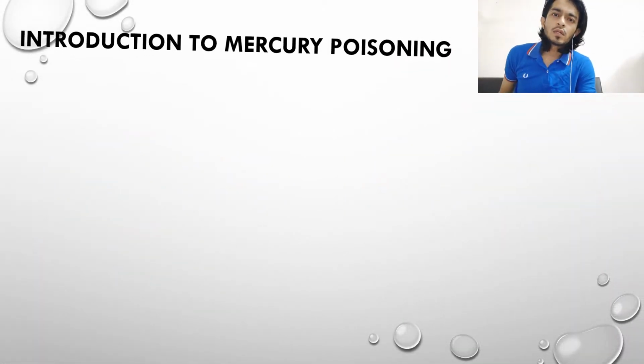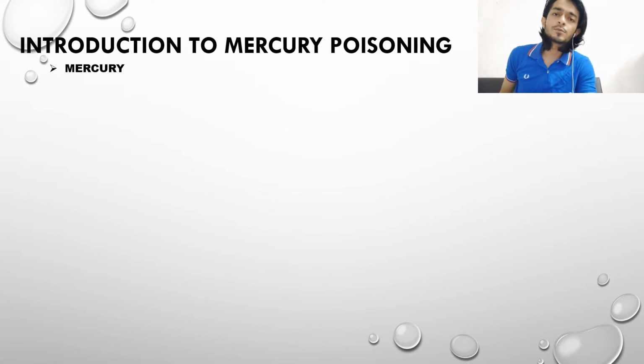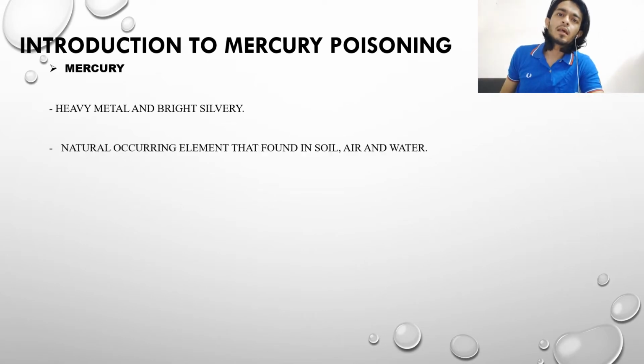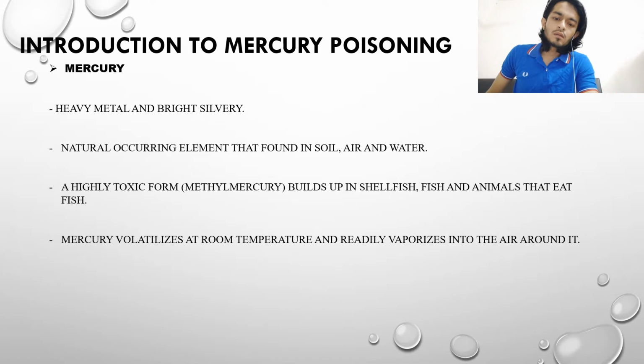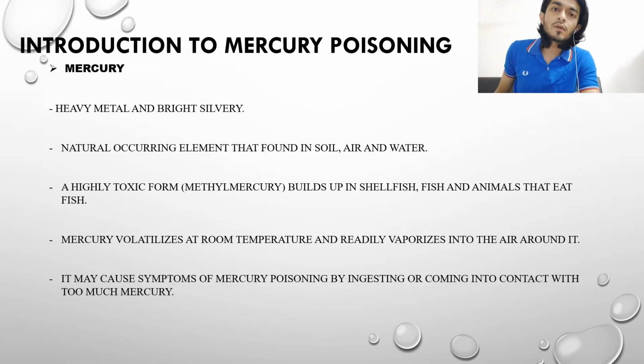Okay, now we go to the introduction to mercury poisoning. What is mercury? Mercury is a heavy metal and bright silvery in color. It is a naturally occurring element found in air, soil and water. A highly toxic form, methyl mercury, is built up in shellfish, fish and animals that eat fish. Mercury is a liquid or volatilized at room temperature and readily vaporized into the air around it. Vaporized mercury can make its way into the rain, soil and water, where it poses a risk to living things.